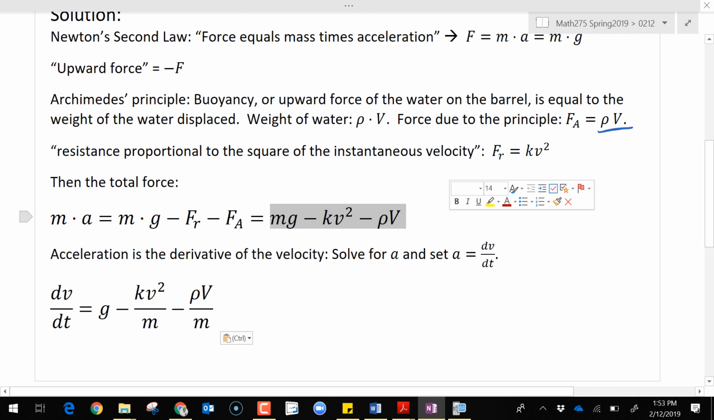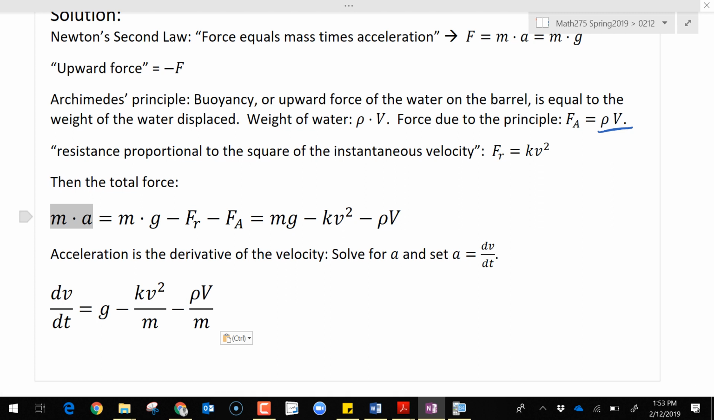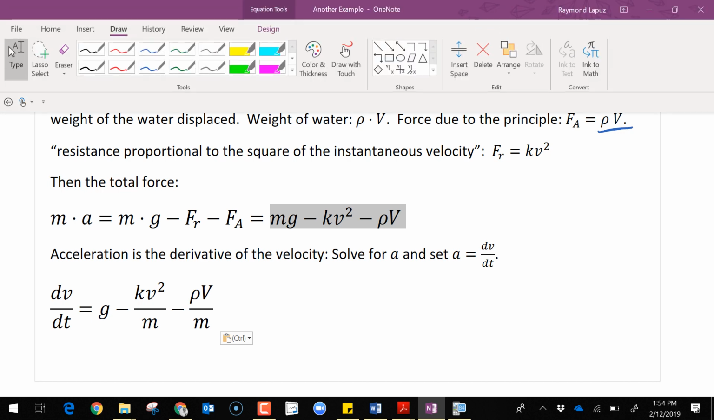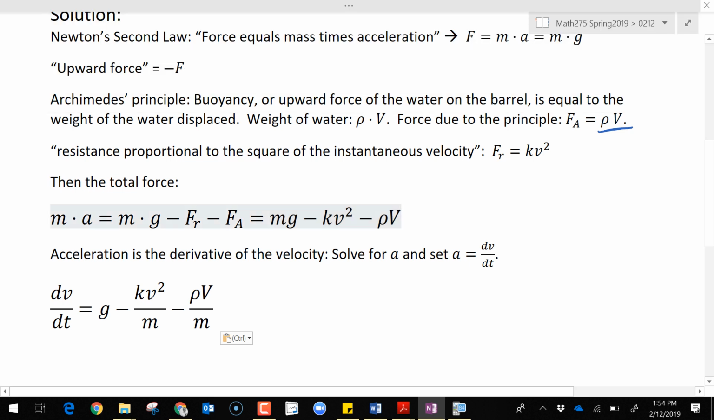So the acceleration is the derivative of the velocity, and then we can solve for a, or dv/dt, by dividing by m. So divide by m, we just have g, and then we have these two other terms divided by m. So this is our differential equation. We have dv/dt. You notice that there's no t's on the right-hand side, and so we can say that this is another autonomous differential equation.